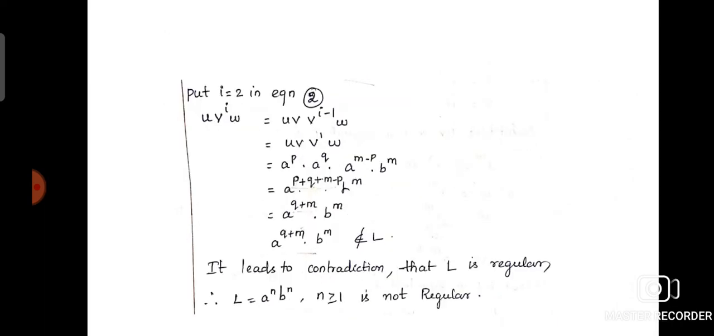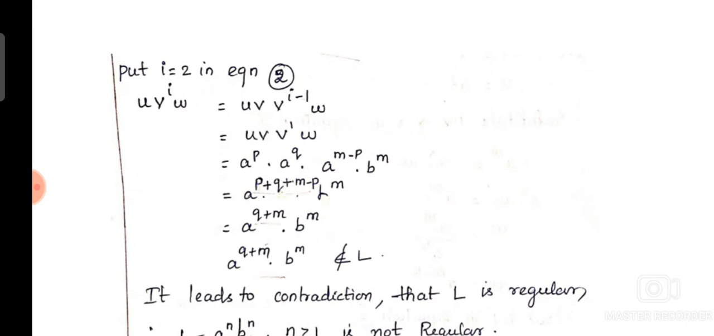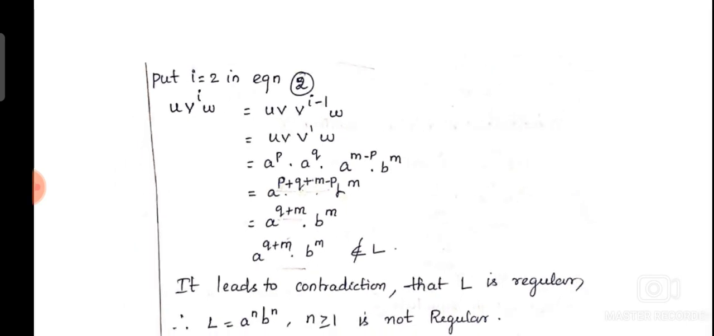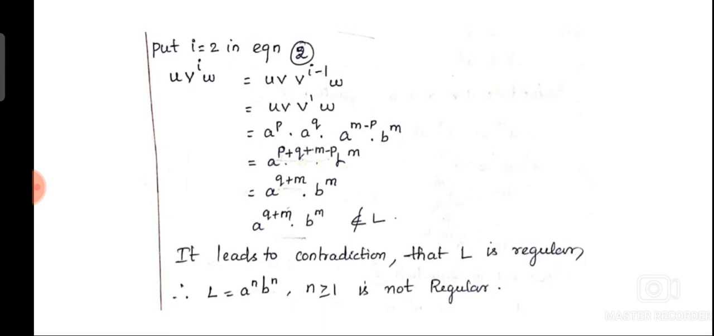And now we are going to put the value i equal to 2 in equation number 2. We have to do the same kind of simplification. We have to write the values for uv separately, v separately and w separately, and we have to simplify it. And finally we get a power (q plus m) into b power m, which is in a format different from our string format. So it does not belong to our language format.